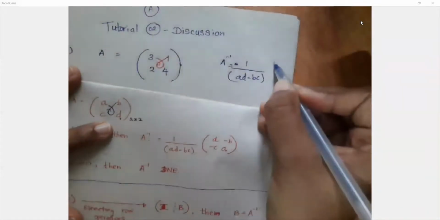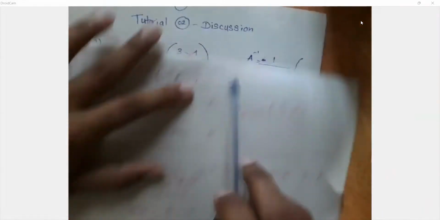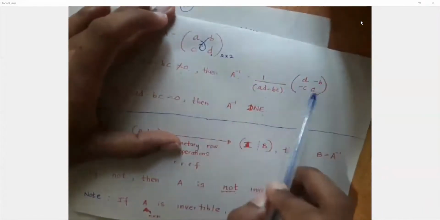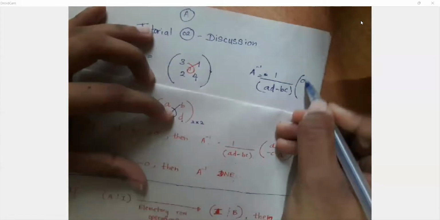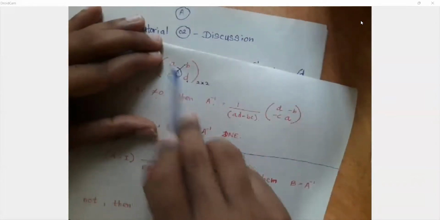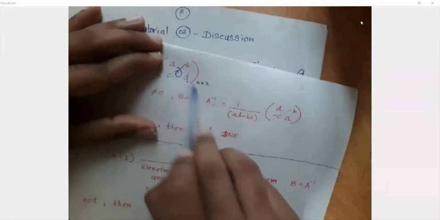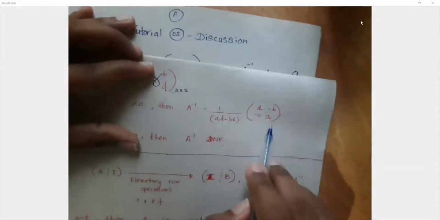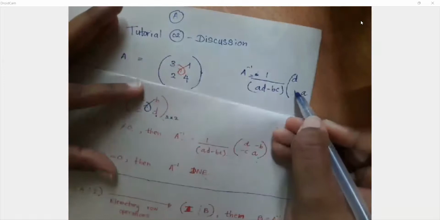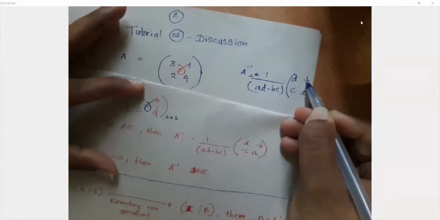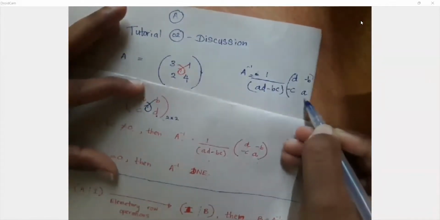Now AD minus BC times, this is D. Now here we have to put D, and we have to interchange the diagonal elements, so D and A. Then for the other ones, it is C and B, but those are negative values. Okay, now this is our A inverse.